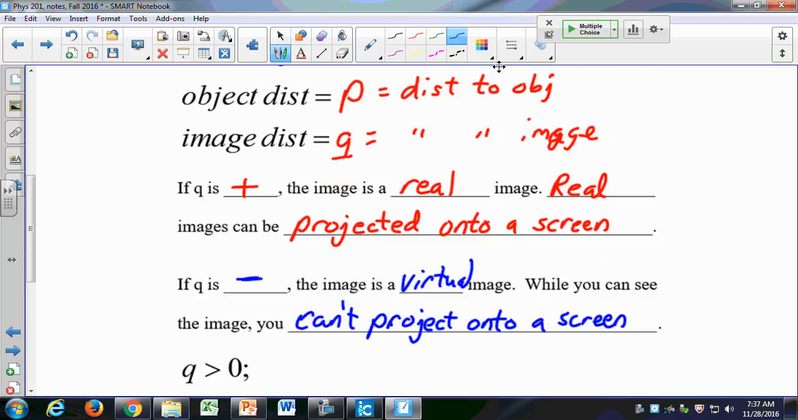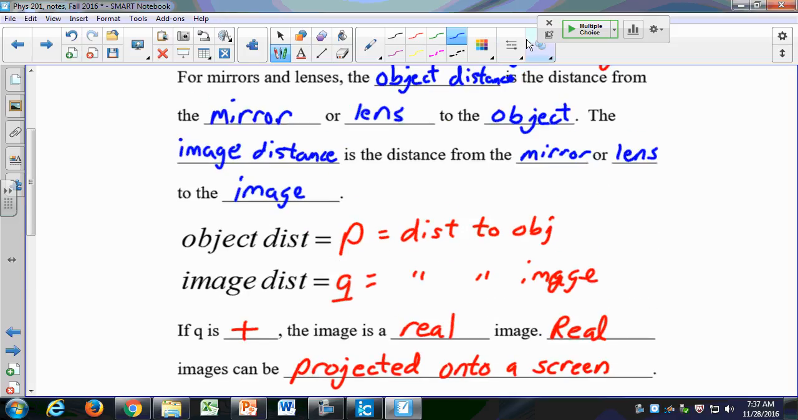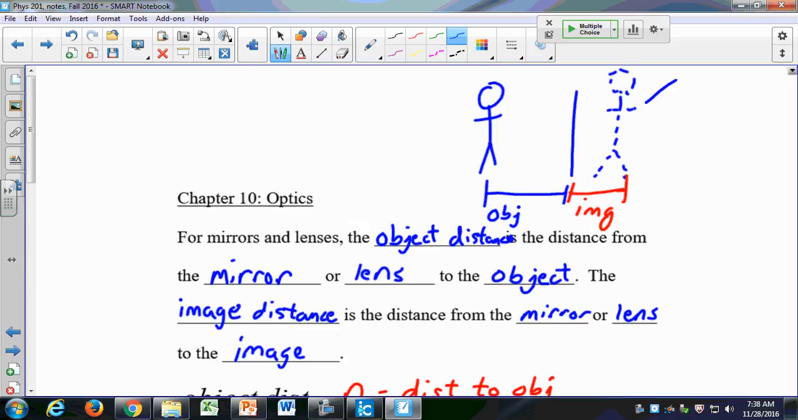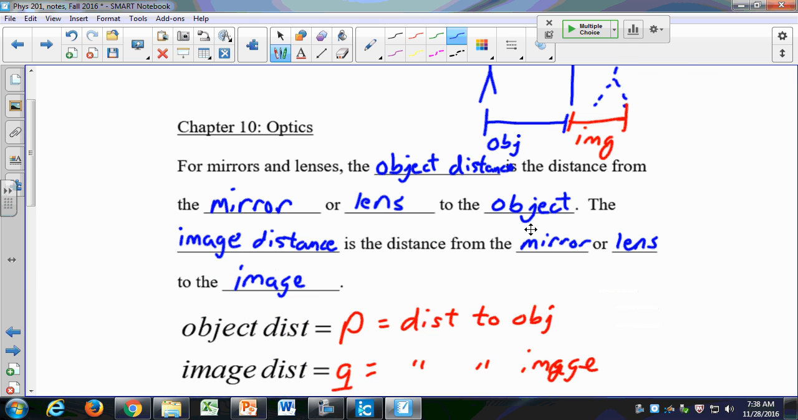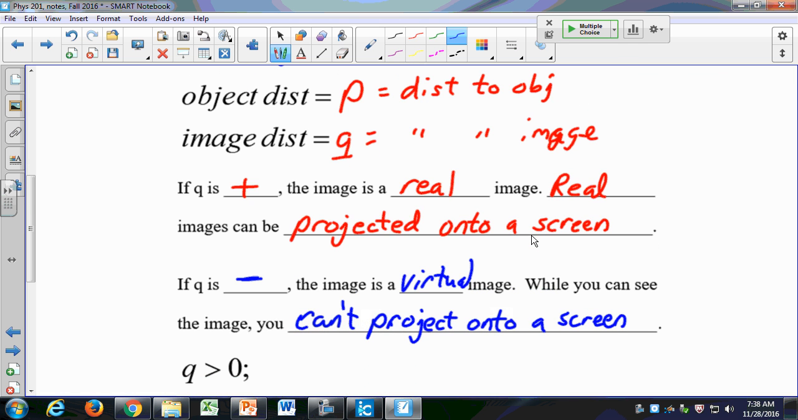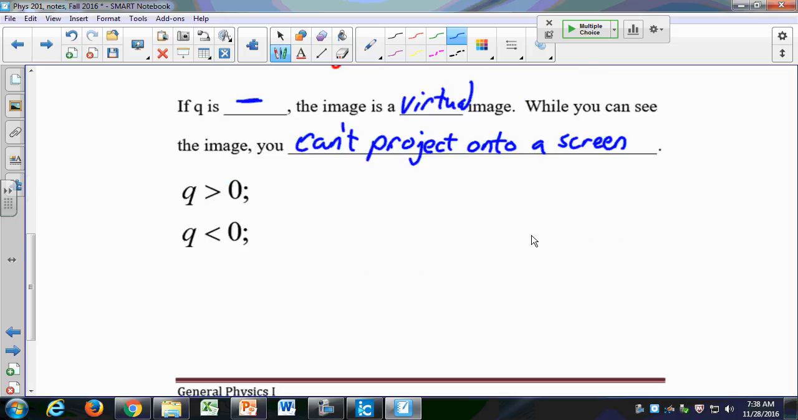So up here, for example, with our bathroom mirror, that type of image right here is a virtual image. Because you can't project that image onto a screen like you can, say, with the lens in our projector. All right, so we have real and virtual images. Real images have a positive image distance. Virtual images have a negative image distance. If Q is greater than 0, that's a real image. If Q is less than 0, that is a virtual image. You can still see the virtual image, but you can't project it onto a screen, like in your flat mirror. And we'll see some other virtual images as well.